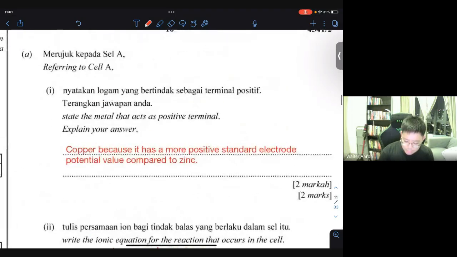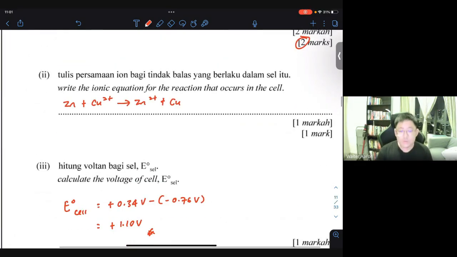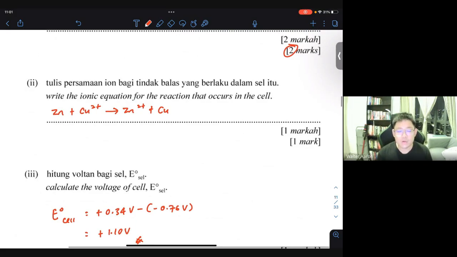So I've already stated here for you, copper is the positive terminal because it has a more positive standard electropotential value compared to zinc. If you state the metal plate that acts as a positive terminal, you get 1 mark, and then explain why, you get another mark. So 2 marks in total. And then they ask you to write an ionic equation for the reaction that occurs in the cell.